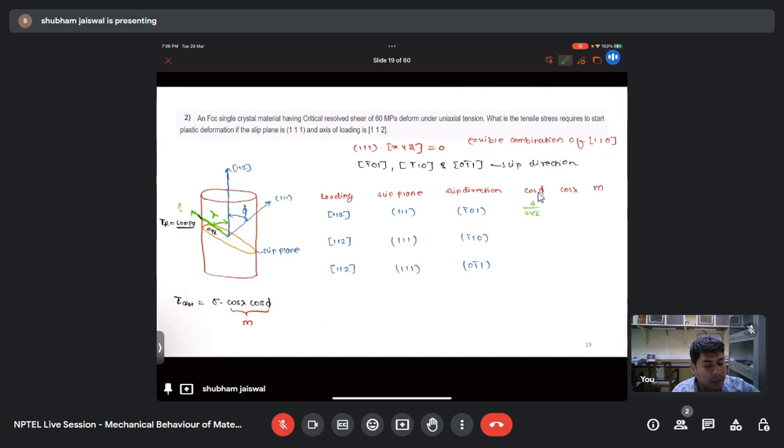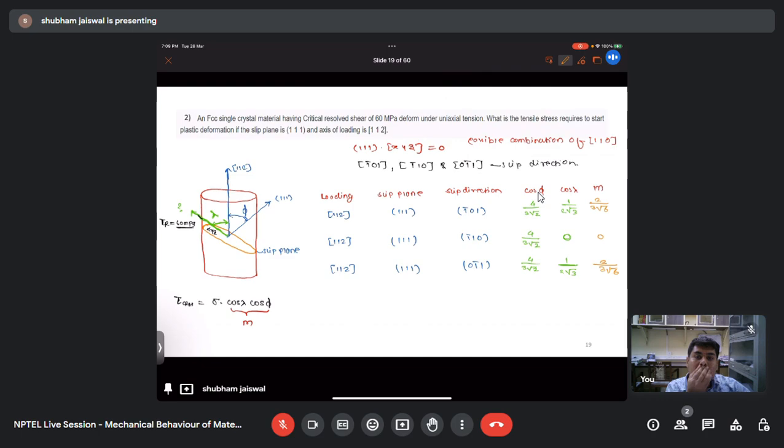As the slip plane and loading direction are not changing, this is the same for everyone, 4 upon 3 root 2. Now cos lambda is the angle between the slip direction and the loading axis. So cos lambda will come out to be, for the first case, 1 upon 2 root 3. Here it will be 0, and here also 1 upon 2 root 3. So now if we find the value of m, m will be 2 by 3 root 6 here, 0 here, 2 by 3 root 6.